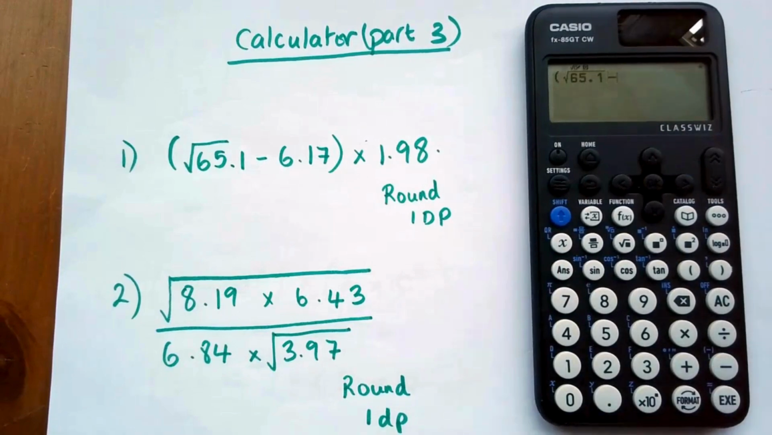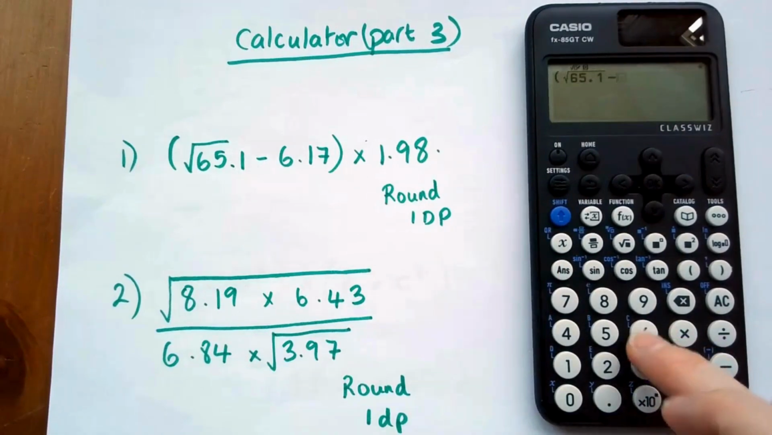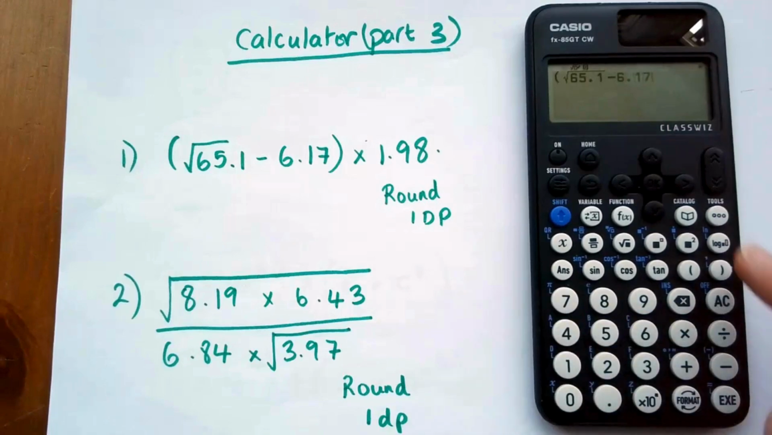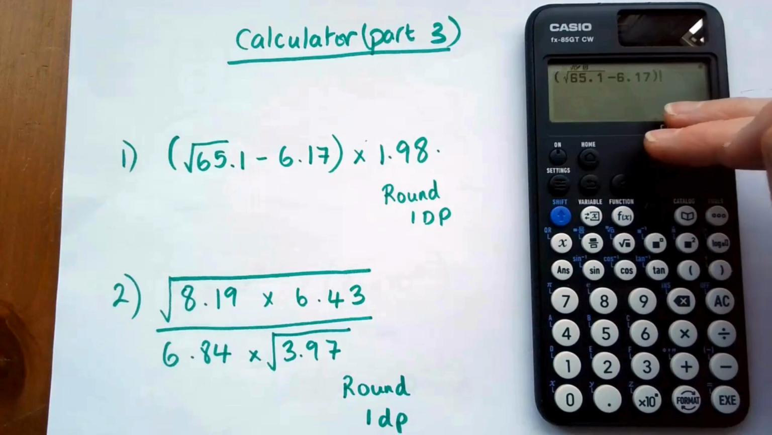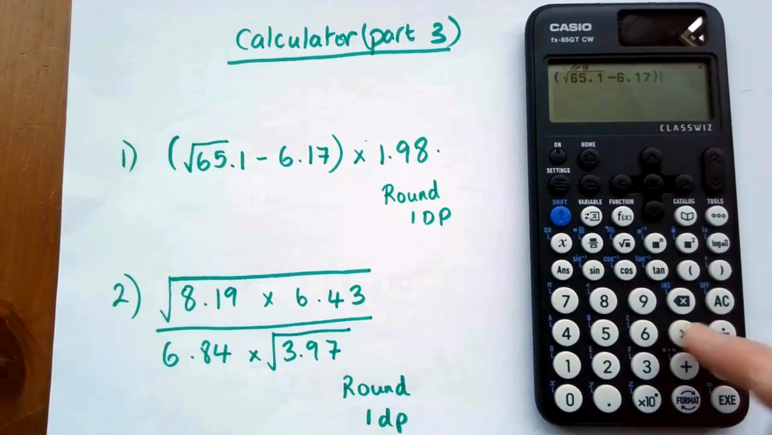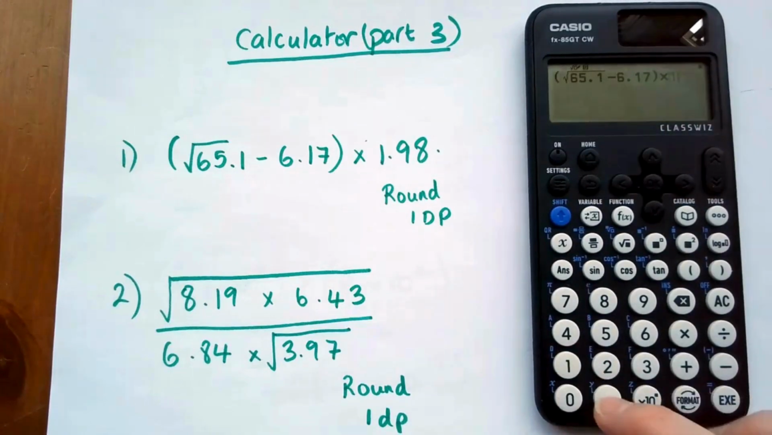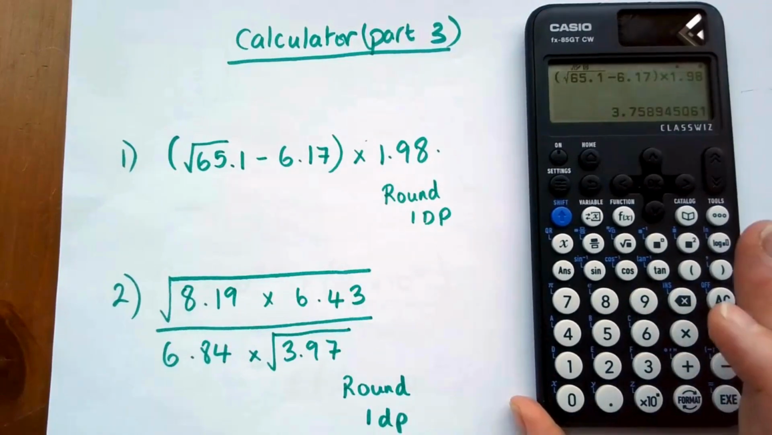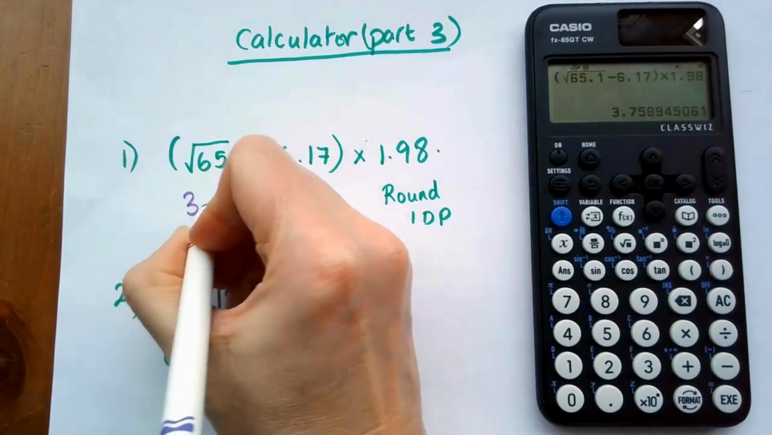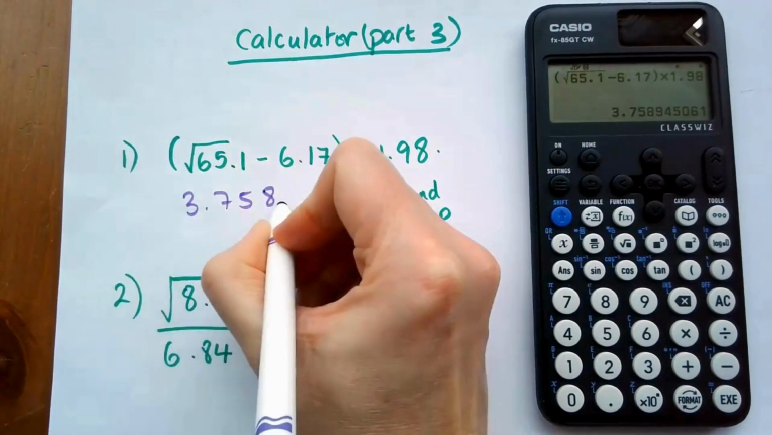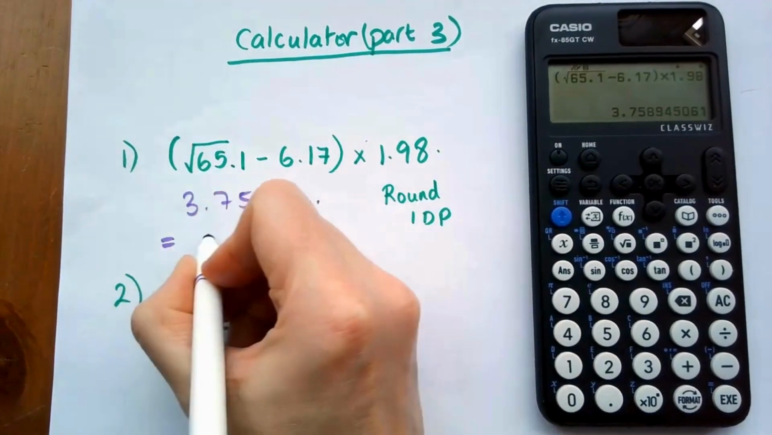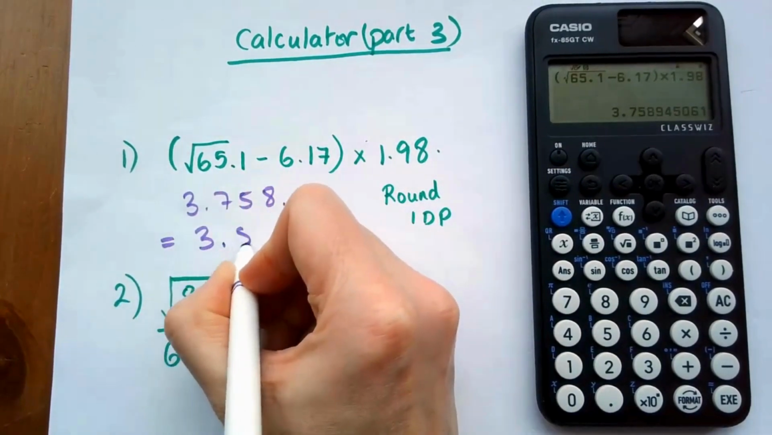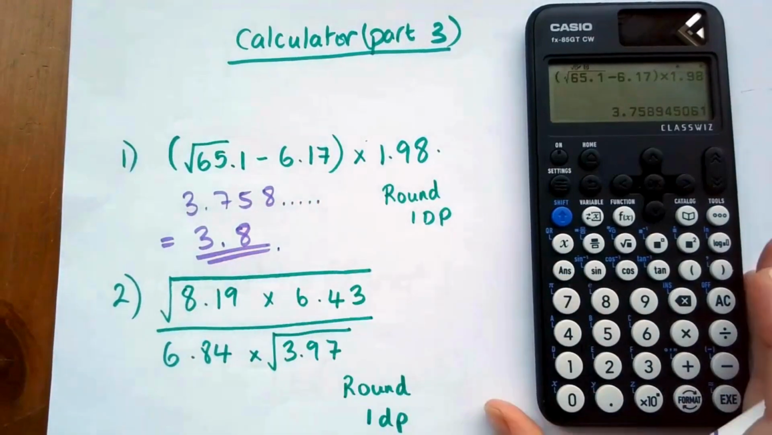I'm then going to put the minus sign in, and I'm going to put 6.17 and close off the brackets. So just double checking everything is as it should be. Yes, it is. Okay, so then multiplying by 1.98, pressing equals, and then that gives me 3.7589, and so on. So rounding that off to one decimal place, my answer would be 3.8, wouldn't it? Okay, so that's that one.